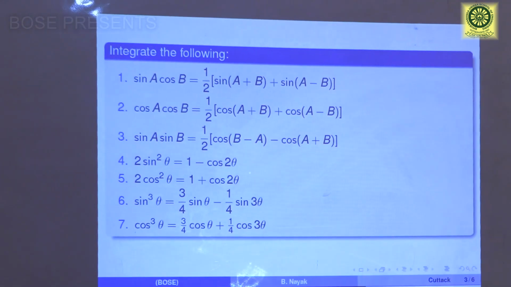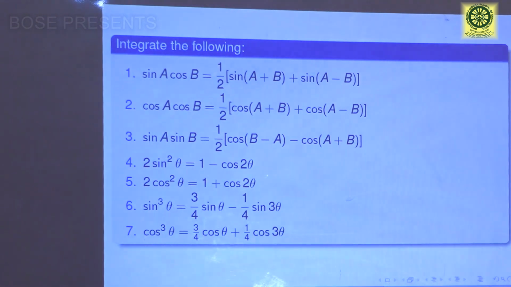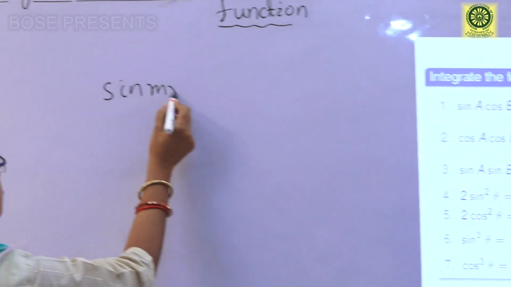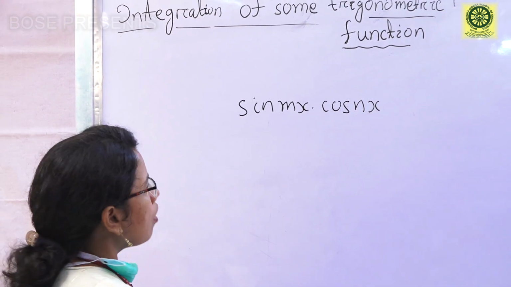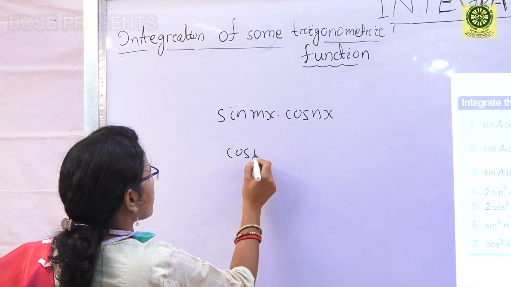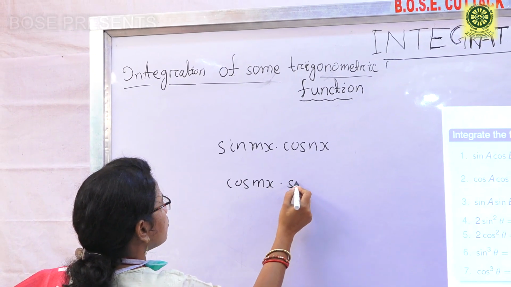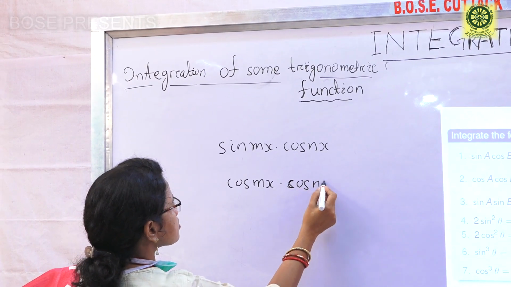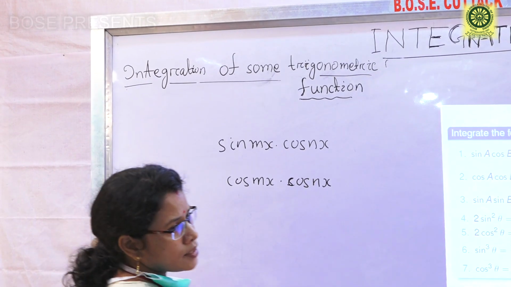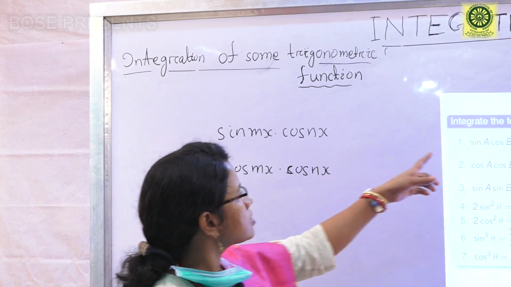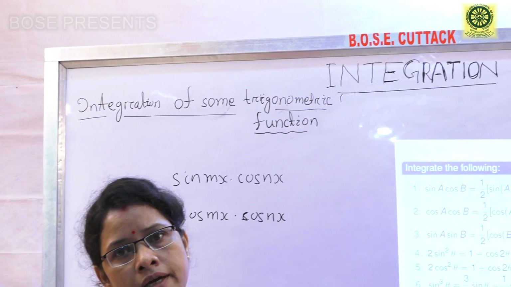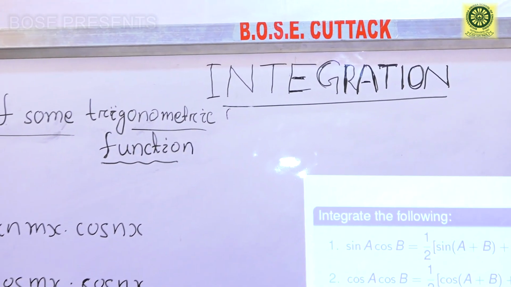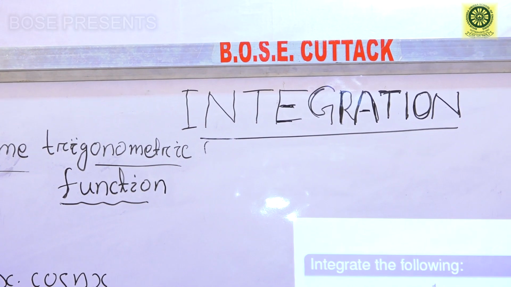If the integrand is of the form sin mx into cos nx or cos mx into cos nx, then how will you integrate this? By using trigonometric formulas, you can simplify this integrand. So let us see in particular.